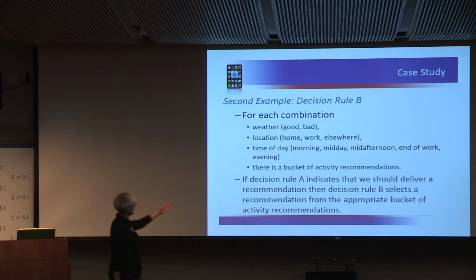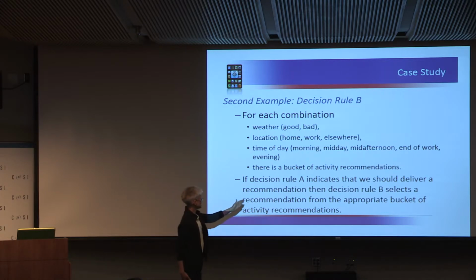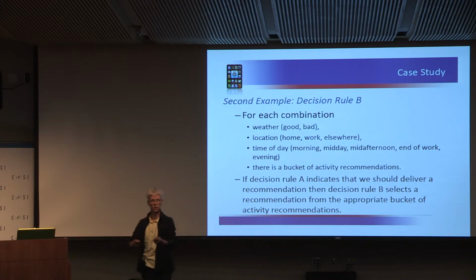And if the first decision rule, which I called decision rule A, says yes, you should deliver an activity recommendation at this particular time, then we use the second decision rule. We check what the weather is, the location, and the time of day, and we then draw an activity message from the appropriate bucket and deliver it, push it to the individual.